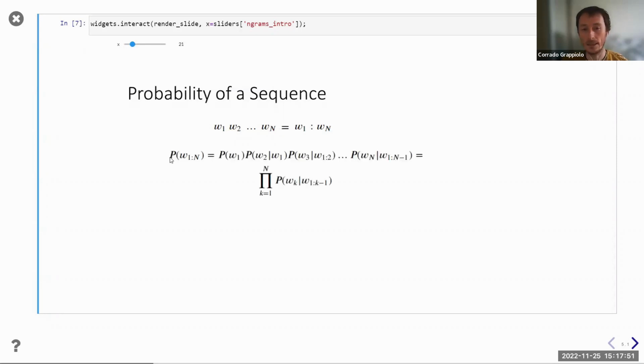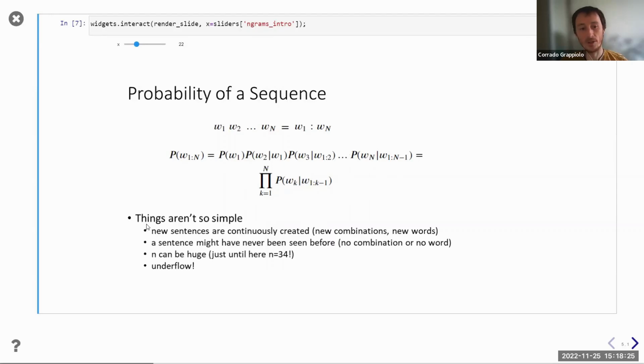So the probability of a sequence, the probability of all the words from 1 to big N, is the product of the first word, times, so joint probability, times the probability of the second word given the first word, times the third word given the first two, and so on until the last word given the full history. This can be represented by this big product symbol. And if we manage to do that, then we are fine. We have our language model.